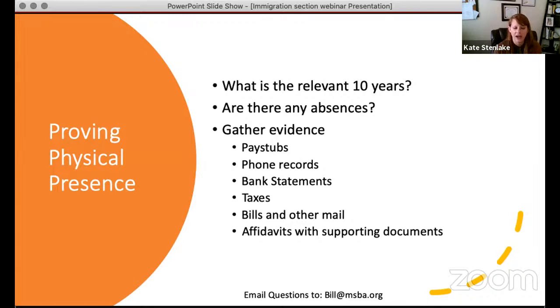If you don't have these types of paperwork, affidavits with supporting documents can also work. Have a coworker write an affidavit saying, I know this person, we work together, I never remember them being out of work for more than a week or so, something like that. And then you can also get supporting documents to show that they work together. If they say we worked together for this company, make sure you have proof that the client worked for that company in order to make that affidavit more credible.